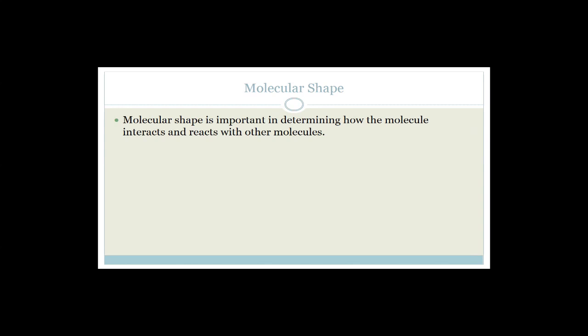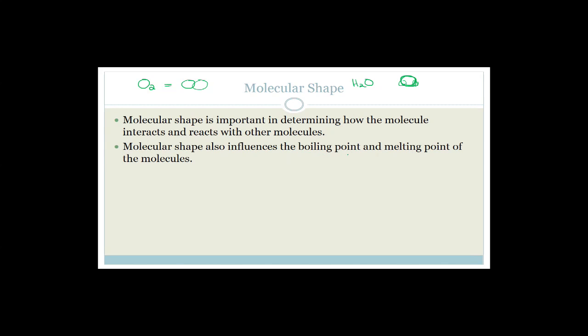Okay, so for example, we know that oxygen is a diatomic molecule which is linear. That's what an oxygen molecule looks like, sort of. Whereas water, H2O, is not linear at all. It's polar covalent and it's got a little hydrogen and a little hydrogen sticking out, and it's got the big oxygen in the middle. So do you agree that they've got totally different shapes? And because they've got totally different shapes, never mind the fact that they've got different atoms on them as well, they're going to have different properties. So molecular shape is important in determining how the molecule interacts and reacts with other molecules.